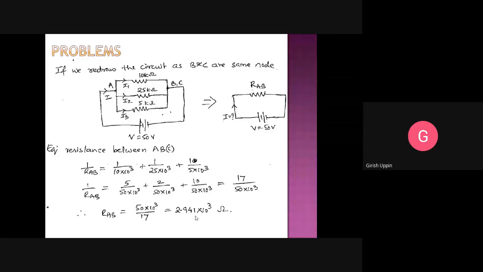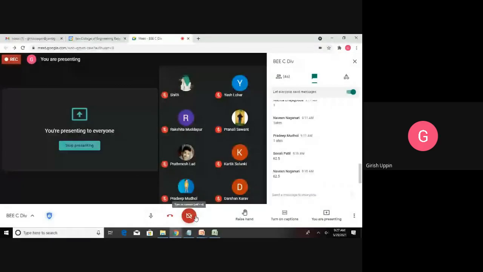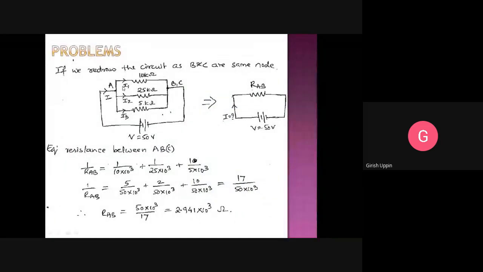So, Prathamesh, once you have the total current, then you have to find the branch currents. How will you find the branch currents? 17.1 milliamperes, good, Sonali, Ashwini. So now you have found I, the total current. How will you find I1, I2 and I3? Prathamesh, can you answer that? Which formula will you use?